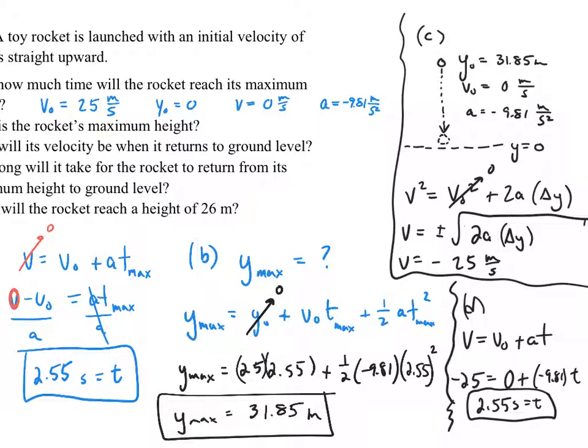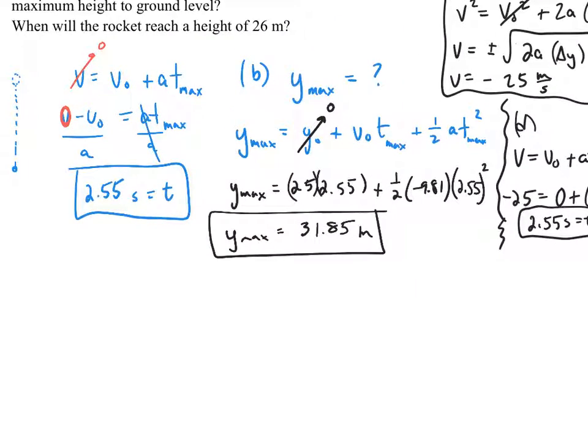The last one I want to get to today is, when will the rocket reach a height of 26 meters? And I want to make sure we get to this one because the next example is easy, number 3, if we can do this last one. So when is it going to reach 26 meters? Real quick. You're going to use this equation right here.